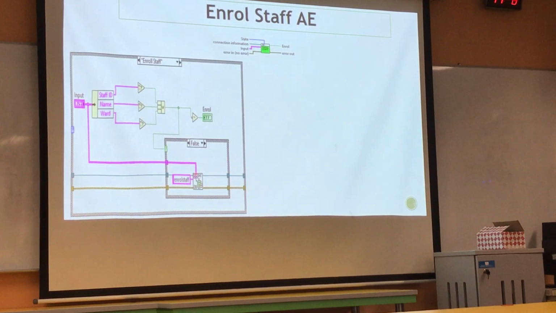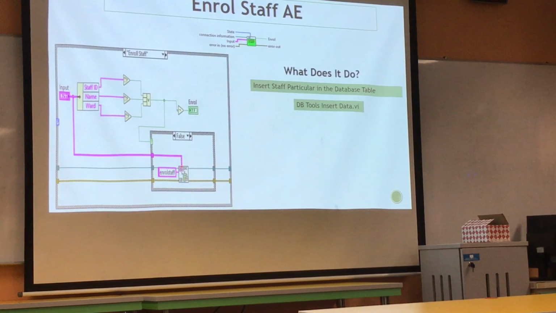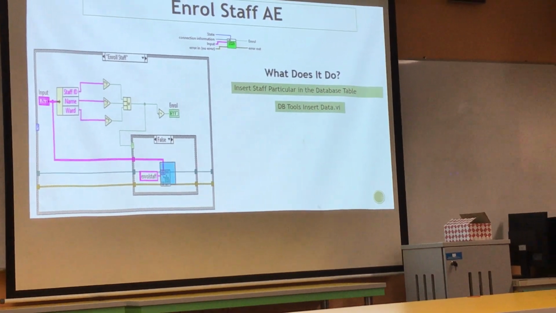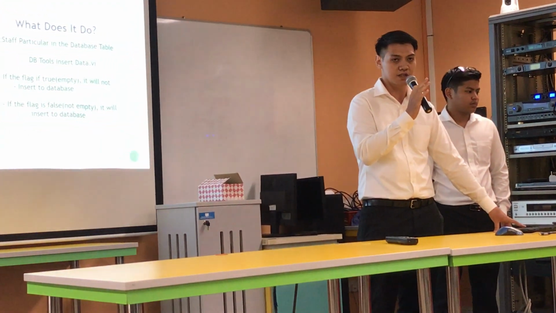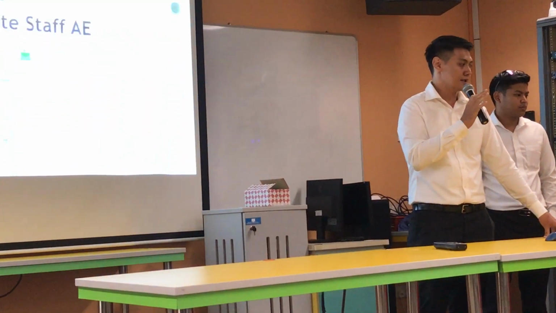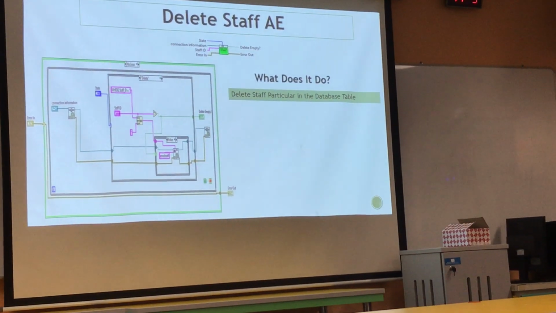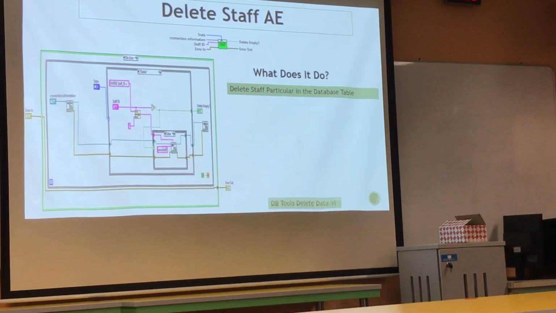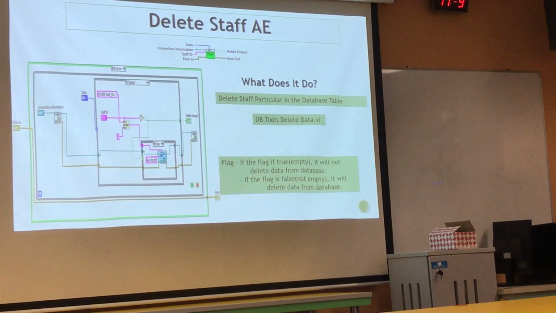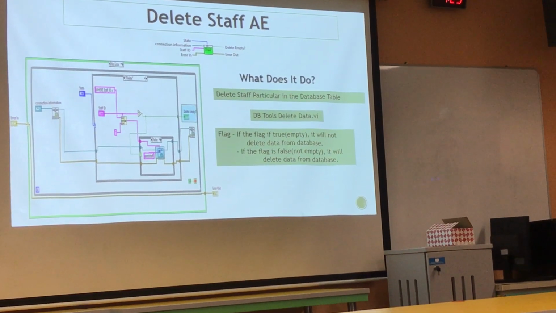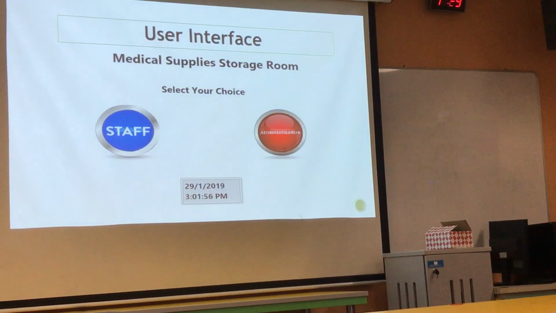This is the enroll staff AE. This is to insert staff data into the database. I'm using DB Tools Insert Data, and also created a flag so that once it detects an empty state, it will not insert any data into the database. And this is the delete staff AE example. It will delete a particular staff from the database, let's say if the staff resign. This will be using DB Tools Delete Data. It also has a flag to indicate that if the string is empty, it will not delete any data from the database.